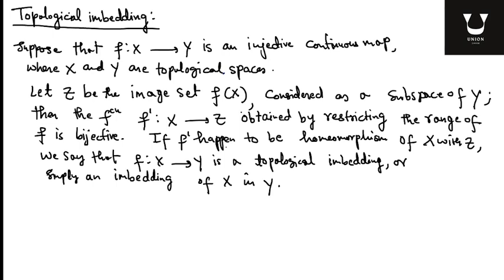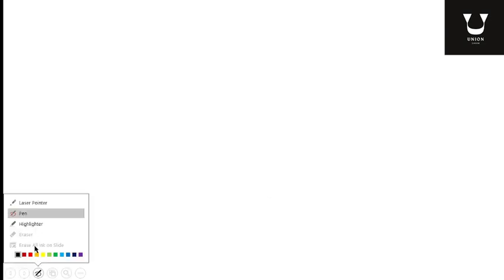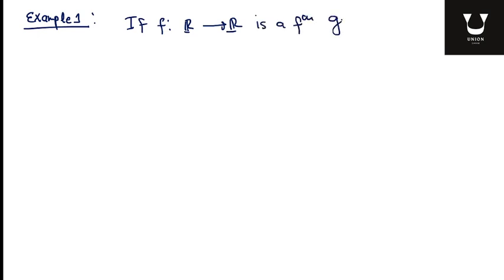All right, so now let us see certain examples of homeomorphism between two topological spaces. So example 1. Let f from R to R be a function given by f of x equals 3x plus 1 for all x in R. R is a topological space with respect to the standard topology.